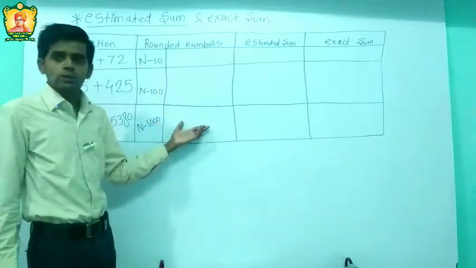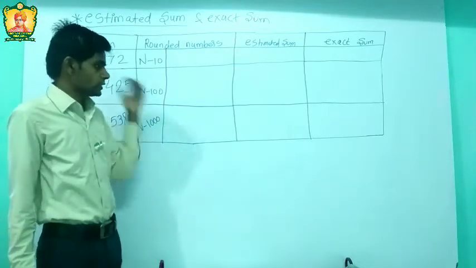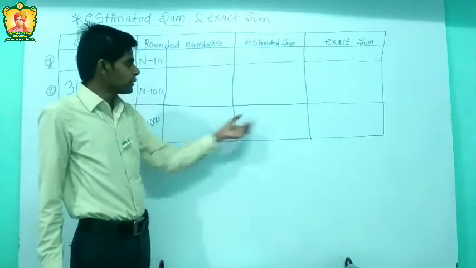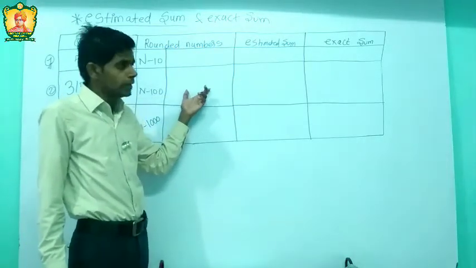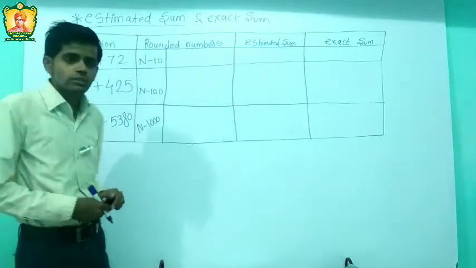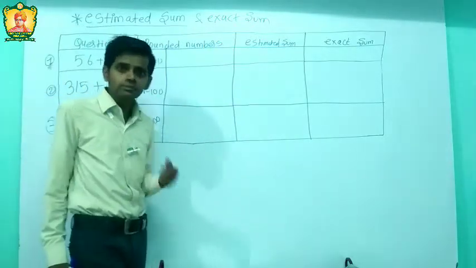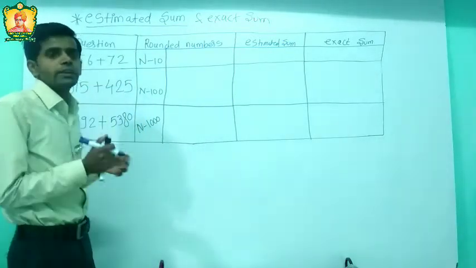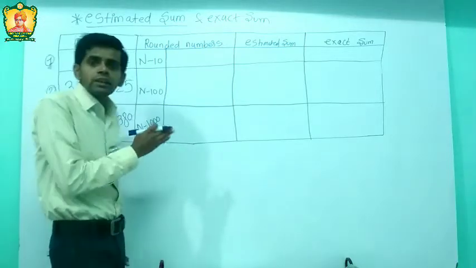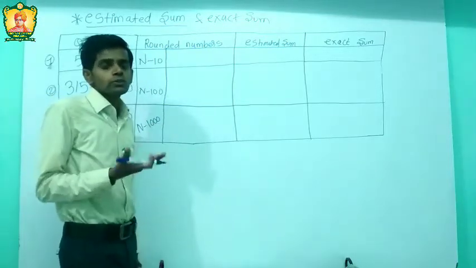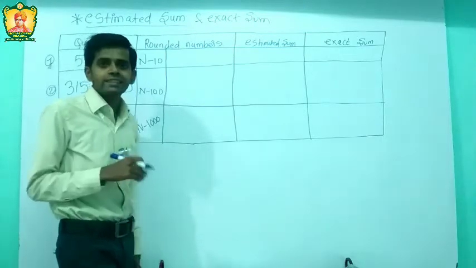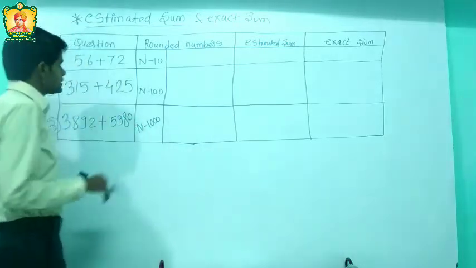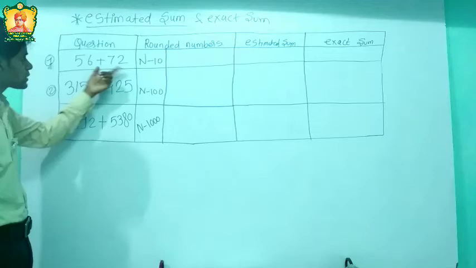Here we will round up the numbers and write them here, and then we will find the estimated sum of the numbers that have been rounded up. The exact sum is very easy. If we want to find the exact sum, we take the numbers as they are, the numbers given to us, and directly add. To find the estimated sum we round up the numbers and then add them, and for the exact sum there is no need to round up the numbers, just take the numbers and add them. Let's check the first question, which is 56 plus 72.